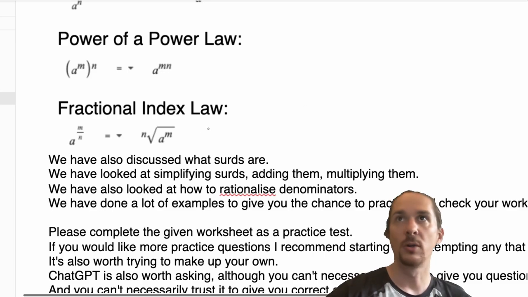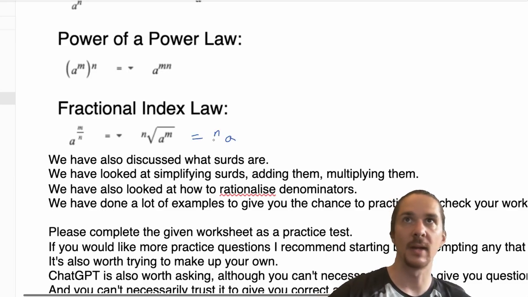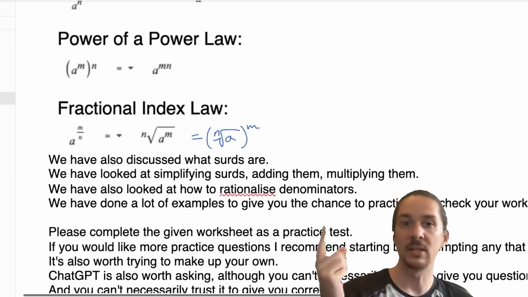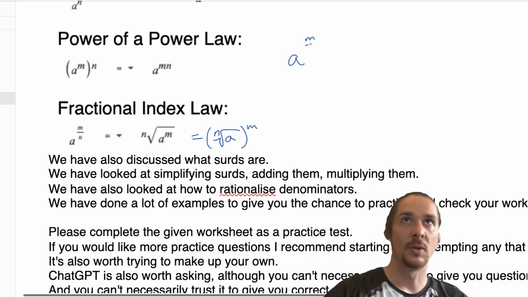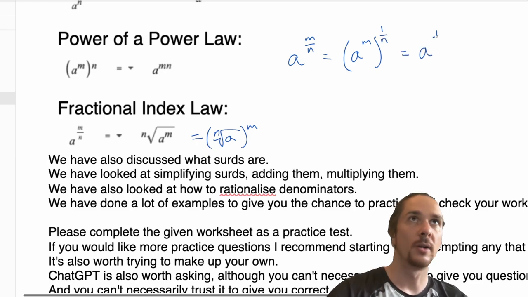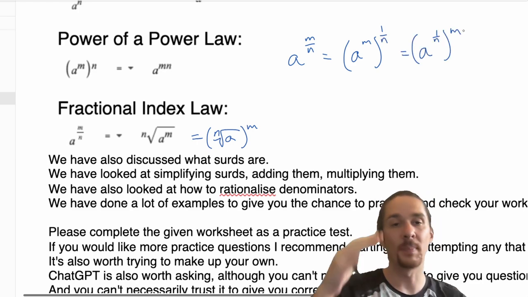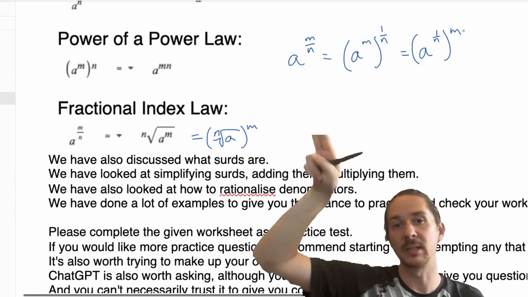And recall, you may want to also note that this would be like taking the nth root of a and then raising that to the power of m. These are equivalent because the root and the power are commutative. When we have a to the m over n, that could be a to the m to the power of 1 over n, or it could be a to the 1 over n to the power of m, right? Doesn't matter because by the power of a power law, both of those expressions give us the same thing.